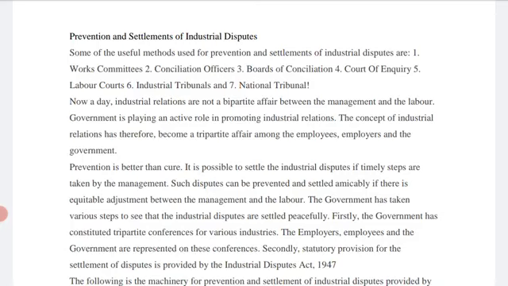In today's lecture of the course Diploma in Human Resource Management, we will be studying paper number 1, Management of Industrial Relations. Into that, unit number 2, Industrial Conflict, we will be studying one of the contents, that is prevention and settlement of industrial disputes. So let's start.